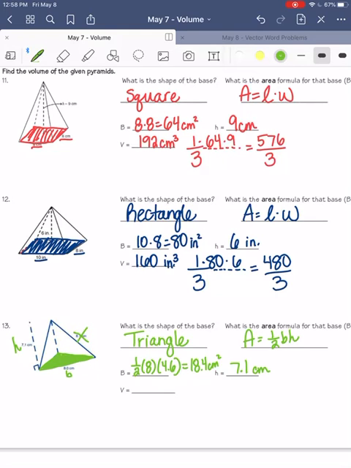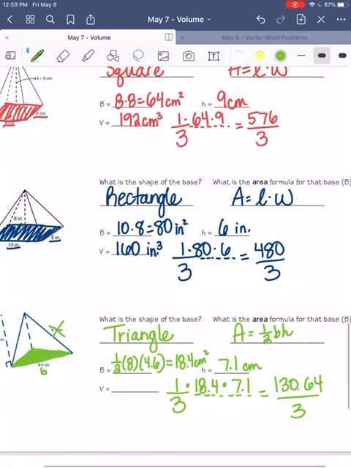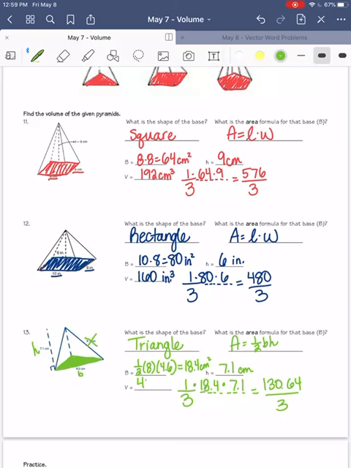And now we can fill in the formula. So we're going to do 1/3. Big B is what we just found, so 18.4. And then times our height. I don't know why I put parentheses when I didn't do that on any of the other ones, sorry. Okay, so we're going to do 18.4 times 7.1. And that equals 130.64. And then we're going to divide by 3. We already have decimals, so we might as well just keep it that way. All right, so 43.55. And then what was our unit? Centimeters cubed.